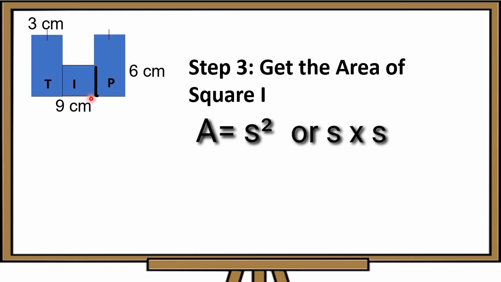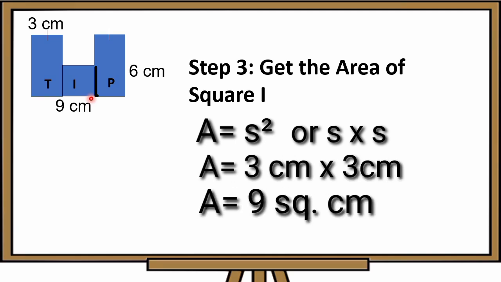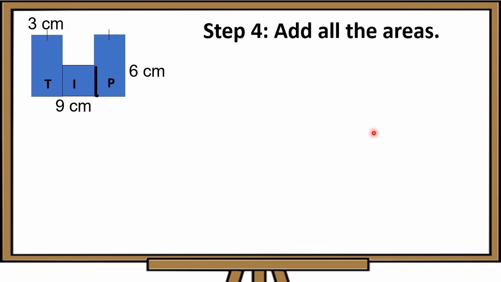So, let us solve. Area is equals to 3 centimeters times, we will multiply it sa same figure, which is 3 centimeters. So, you will just multiply it by itself. So, 3 centimeters times 3 centimeters is equals to 9 squared centimeters. So, yung step 4 natin para makuha natin yung area ng ating irregular figure is i-add natin ang lahat ng areas na nakuha natin. Okay?